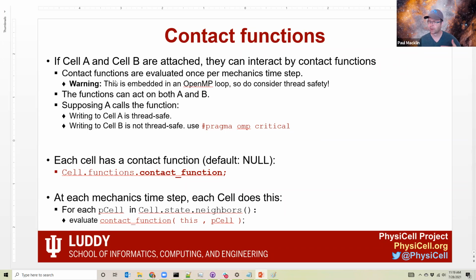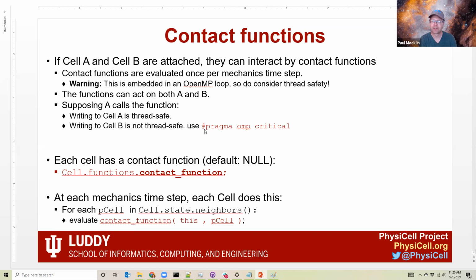So the idea is that A will have a contact function, B will have a contact function. So let's say that A is evaluating the contact function. So A is connected to cell B. It runs this contact function connecting A and B. A writing to A is thread safe. A writing to B is not, because some other cell could also be interacting with cell B and writing to that cell. So by convention, writes to A are safe, writes to B are not safe. So if you want to do a write to cell B, the other cell, then put it into a pragma OMP critical to make sure that it basically takes it temporarily down to single threaded and says that it can't have two threads entering at the same time, to keep it thread safe.